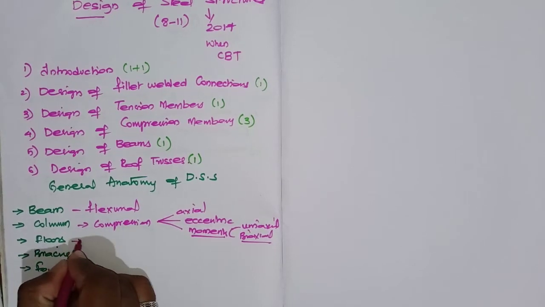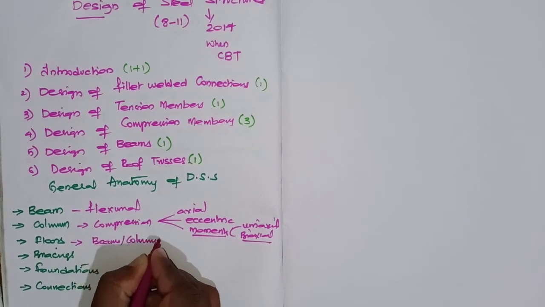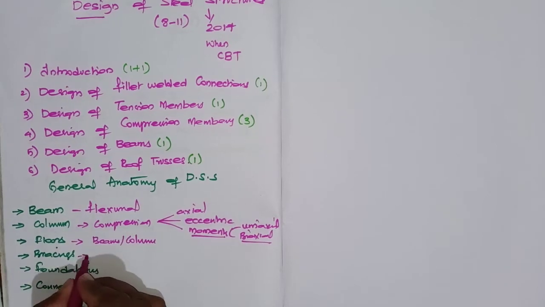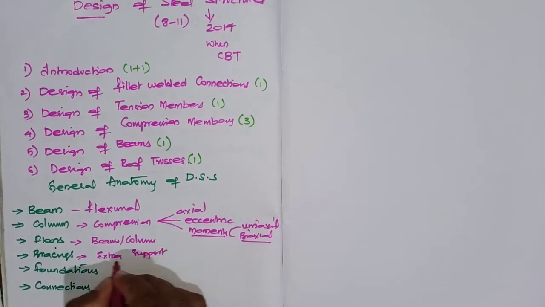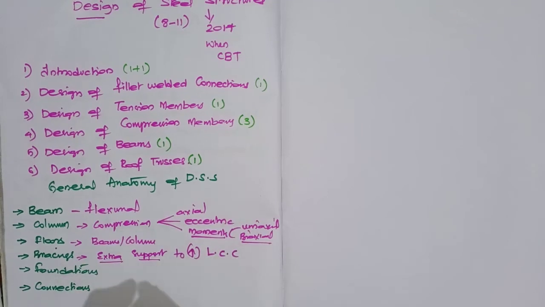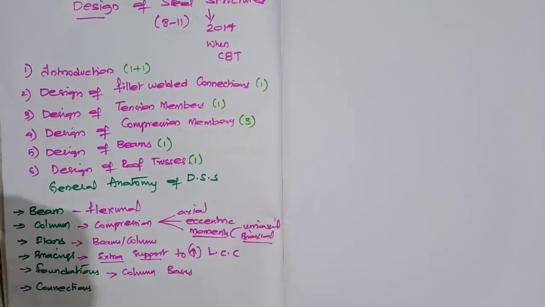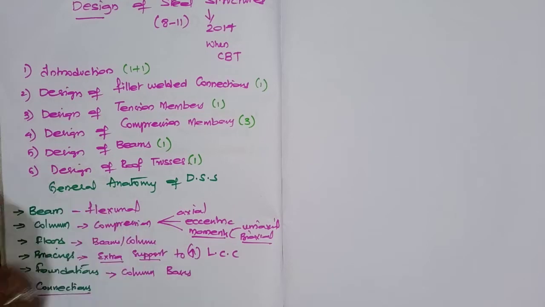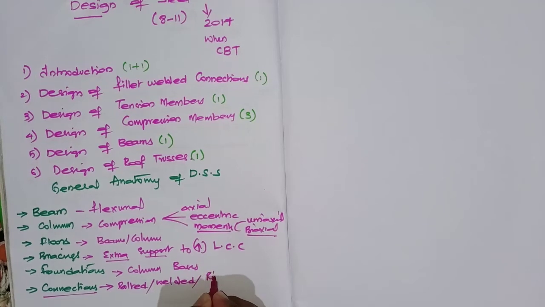Coming to the floors, for a floor you will have beams and columns, that is a frame. These bracings are nothing but some extra support. The main purpose of providing this extra support is to increase the load carrying capacity of the member. Next, foundation will have some column bases, and connections. To make this complete steel structure we will be using the connections. Different types of connections are there: bolted, welded, and somewhat riveted.